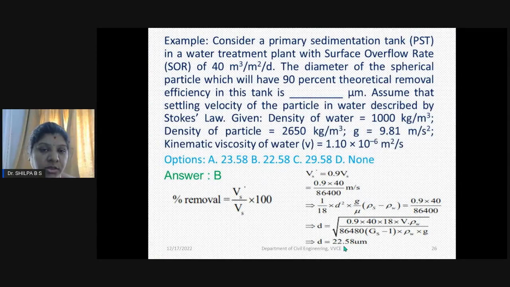Okay, this is the most important question, I can say, because most of the time in the previous year papers, these type of problems were asked from the sedimentation tank.